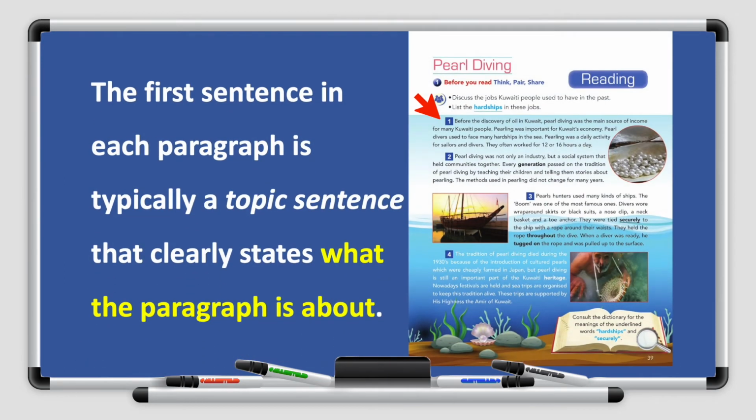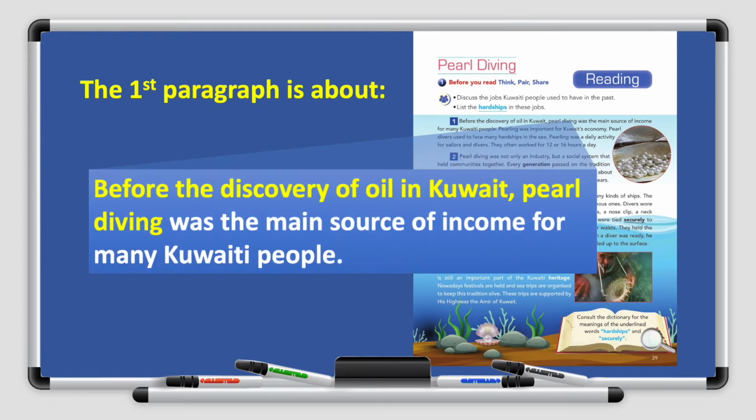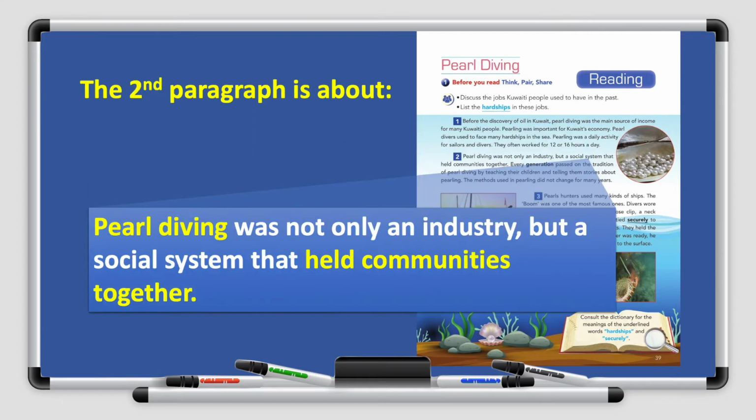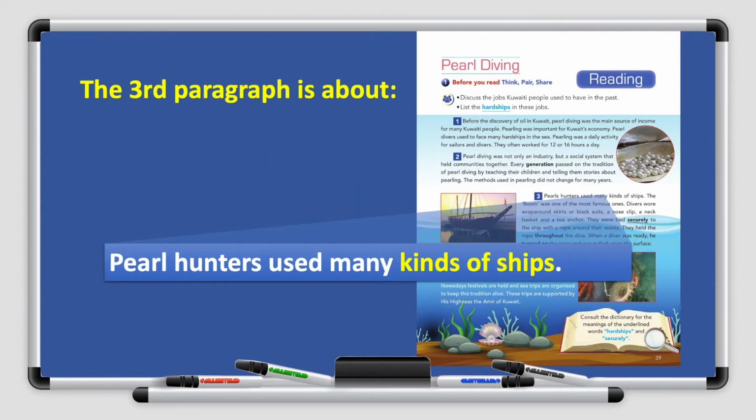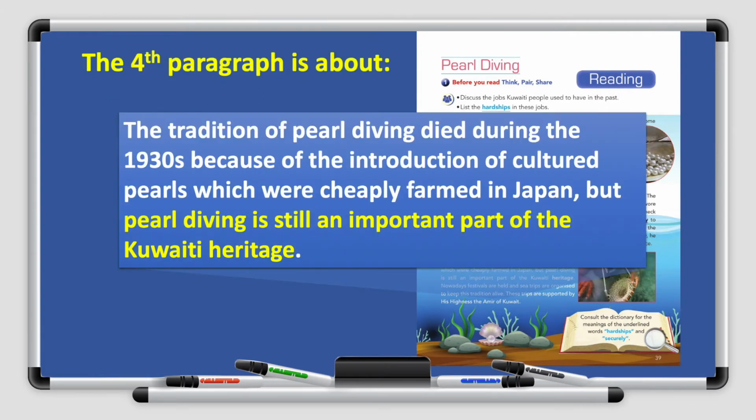The first sentence in each paragraph is typically a topic sentence that clearly states what the paragraph is about. For example, the first paragraph is about before the discovery of oil in Kuwait, pearl diving was the main source of income for many Kuwaiti people. The second paragraph is about pearl diving held communities together. The third paragraph is about kinds of ships. You can find that in the topic sentence. The fourth paragraph is about pearl diving is still an important part of the Kuwaiti heritage.